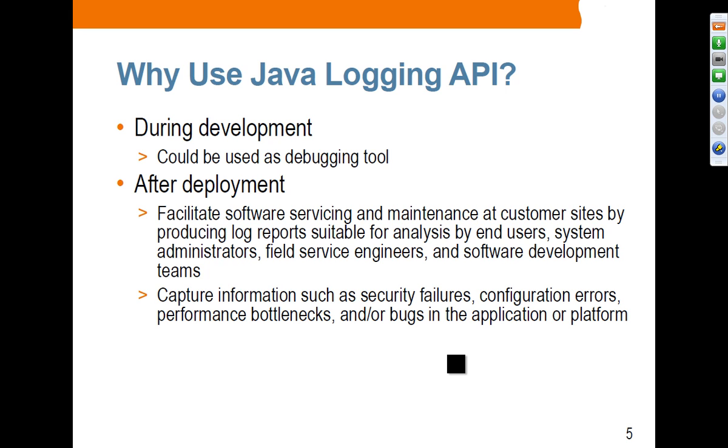So why use the Java logging API? During development it could be used as a debugging tool. You might want to display certain values to see whether things are behaving as expected. After deployment you might use logging to capture some information about the application, how the applications are in fact running.